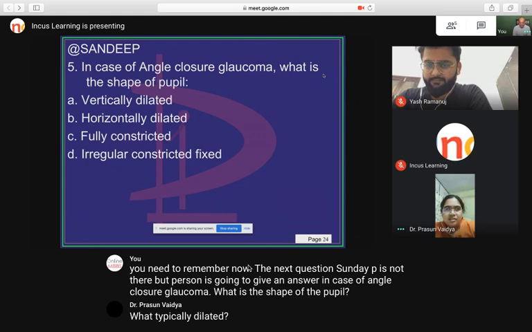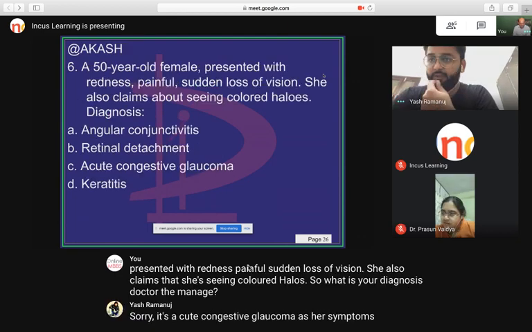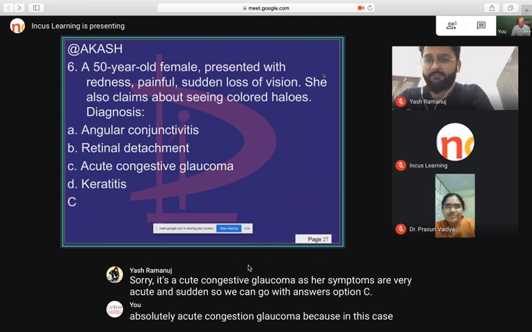Now, a 50-year-old female presented with redness, pain, and sudden loss of vision. She also claims that she is seeing colored halos. So, what is your diagnosis, Dr. Ramanuj? Sir, it's acute congestive glaucoma as her symptoms are very acute and sudden. So we can go with answer option C. Absolutely. Acute congestive glaucoma, because in this case the presentation is acute and colored halos are another important clue.